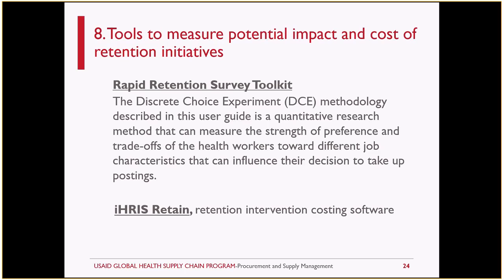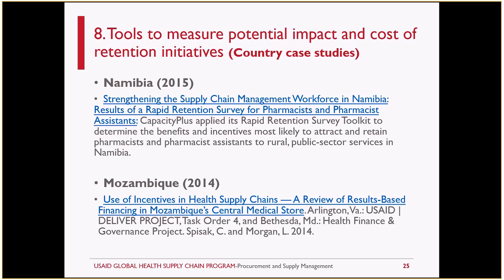iHRIS Retain is an open access human resources software that allows you to track staff and to track performance and also monitor level of engagement with staff. So two tools that are available and of interest in this topic. So further things that would interest you is two case studies.